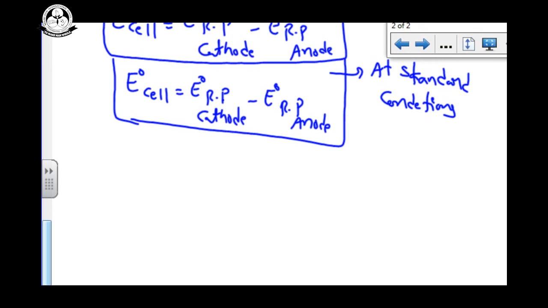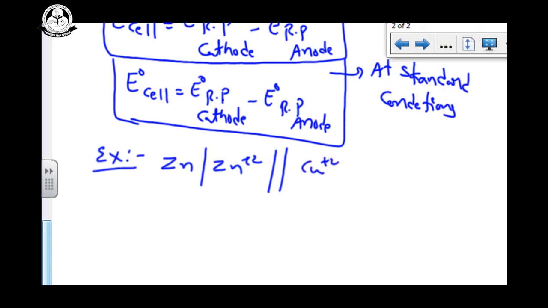Anyway, you want to calculate the EMF of the cell. So one example I am going to give for the standard condition. Same zinc and copper I am taking. Cell representation: Zn bar Zn plus 2, that is aqueous, Zn is solid; Cu plus 2 bar Cu, aqueous and copper solid. They are giving E naught Zn plus 2 bar Zn.